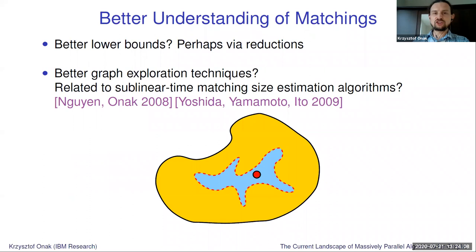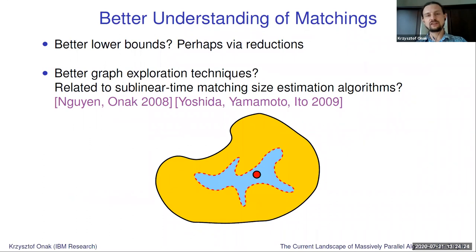But in general, for matchings, it would be great if someone showed some non-trivial, smart reductions that would show that, for instance, the fact that we are stuck in the nonlinear memory regime on log n rounds, that there is a very good reason for that. That would be really great.